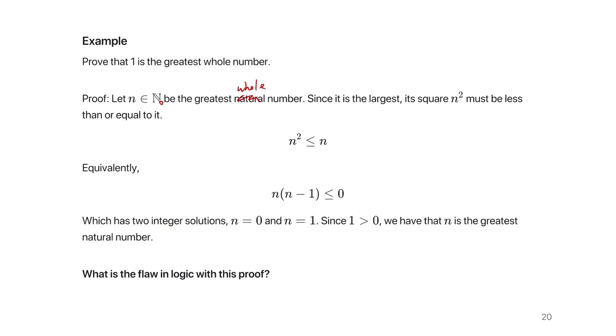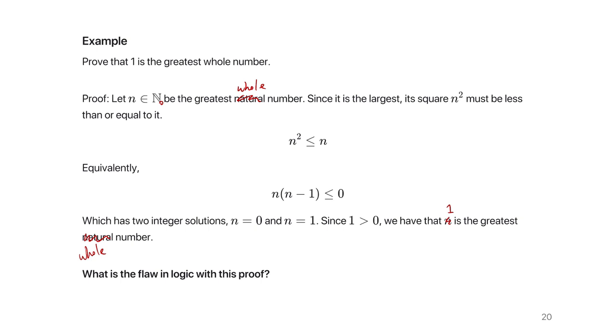And so you get n squared is less than or equal to n. But I can subtract n from the right, and then factor the left-hand side, which tells me I have two solutions, 0 and 1. But since 1 is greater than 0, I have that 1 is the greatest whole number. Okay? Seems legit. Where is the flaw in the logic here?